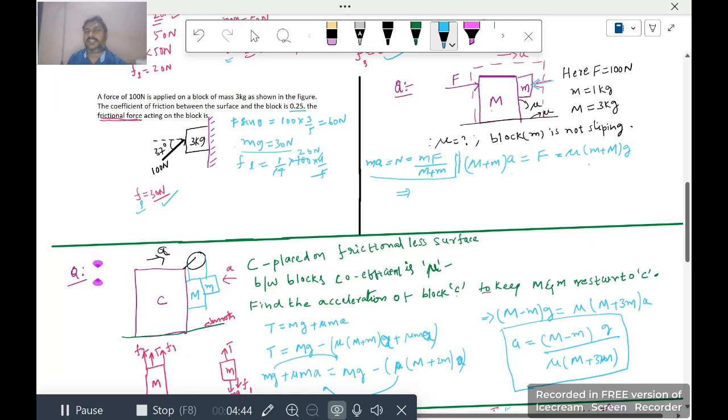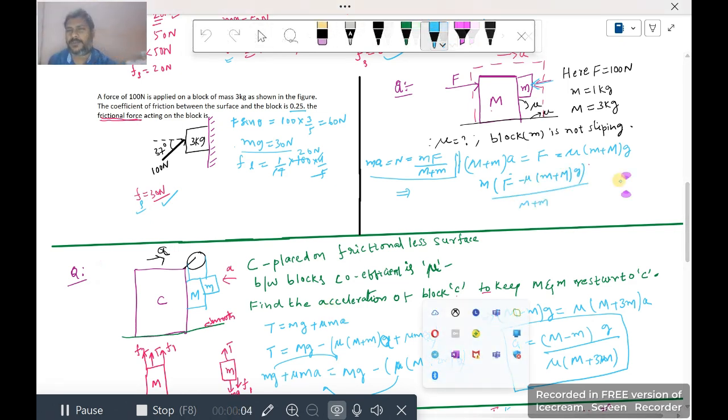So here ma, in this case ma is equal to m into F minus mu of m plus m into g by m plus m, which is the normal force. So into mu is equal to mg. So then it does not slide, right? It is asking for not slipping only. So mg is equal to mu into this ma, the normal force. So this m and this m get cancelled. So now apply these values.